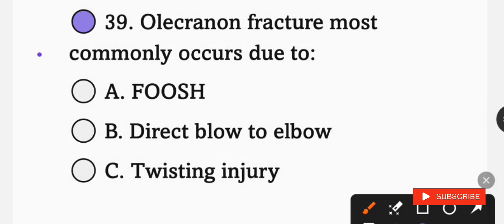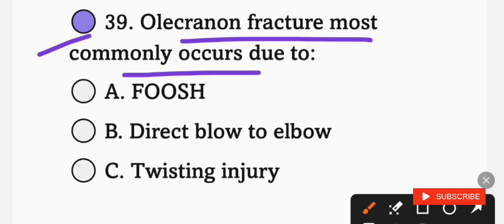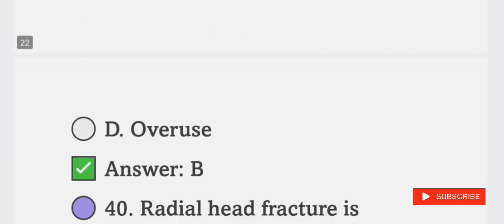Now come to question 39. Olecranon fractures most commonly occur due to. The olecranon is a superficial bone at the elbow joint. So with direct trauma, like a fall on the elbow and hitting a hard surface, fractures are commonly seen. So the option is a direct blow to the elbow, option B, the correct option.